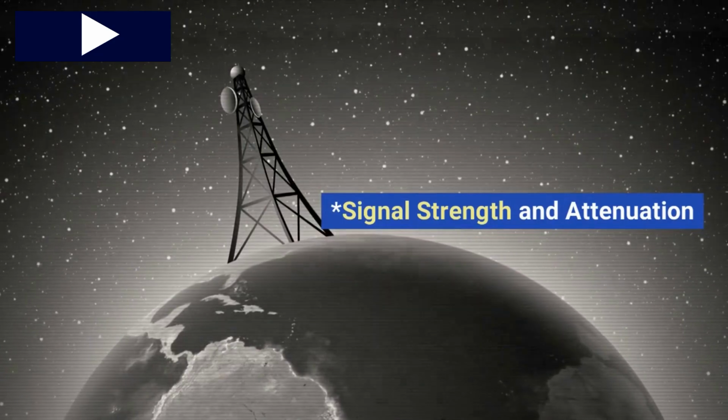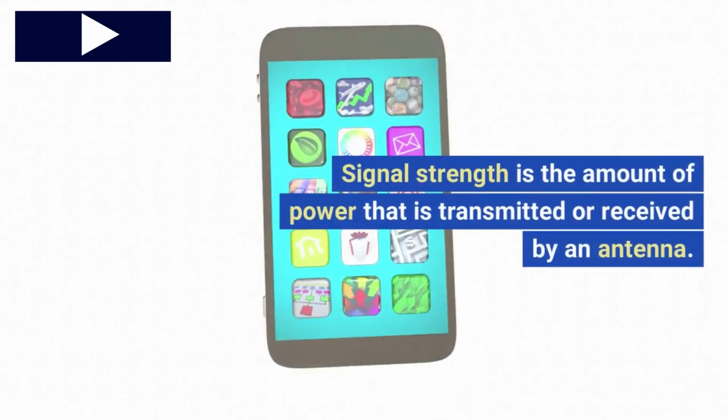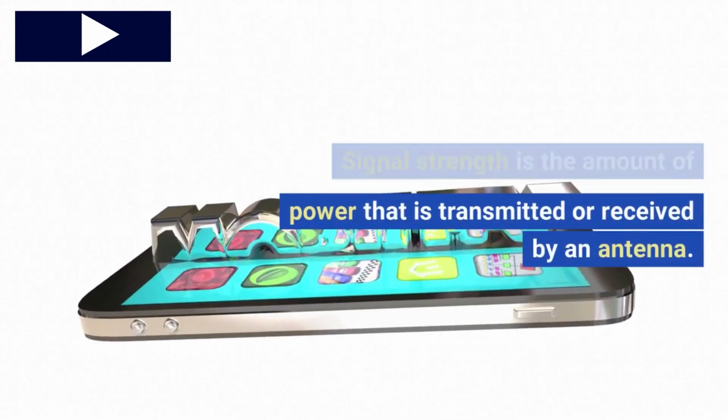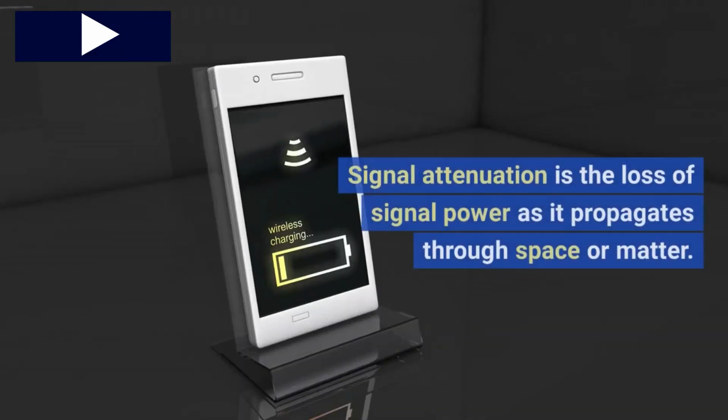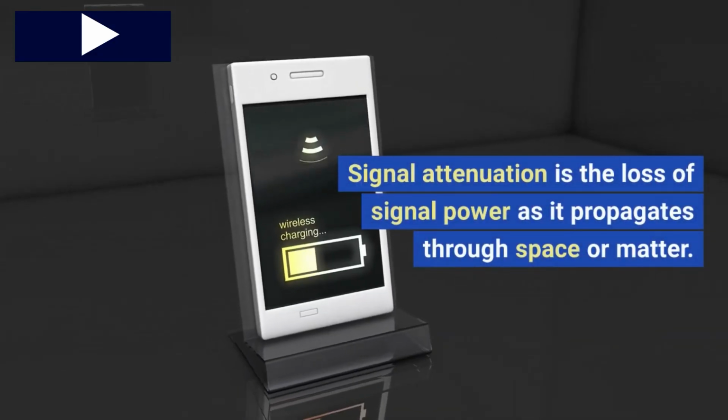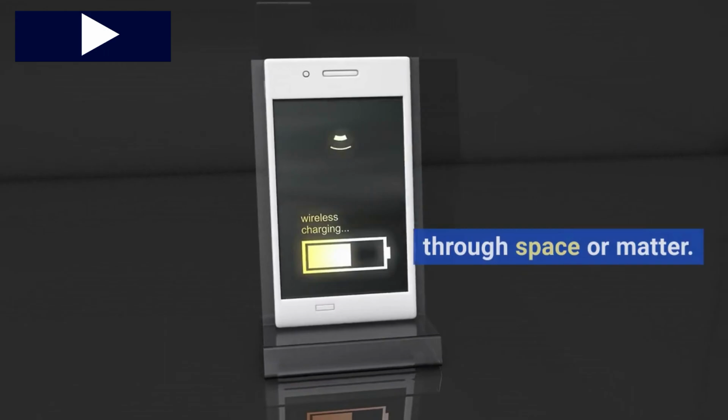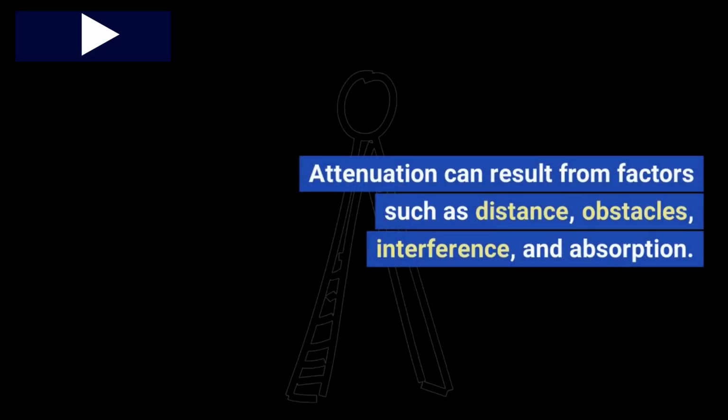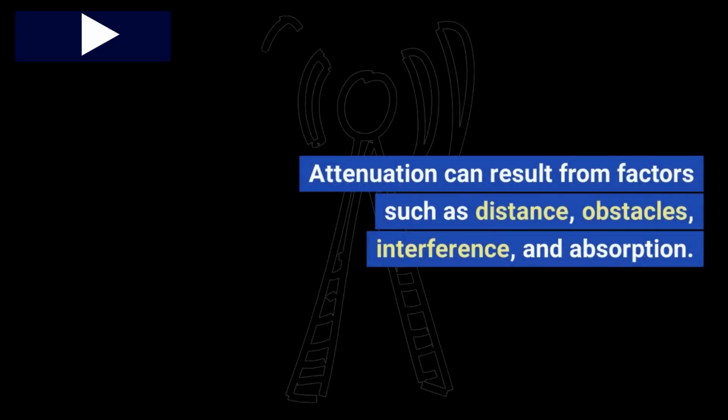Signal strength and attenuation. Signal strength is the amount of power that is transmitted or received by an antenna. Signal attenuation is the loss of signal power as it propagates through space or matter. Attenuation can result from factors such as distance, obstacles, interference, and absorption.